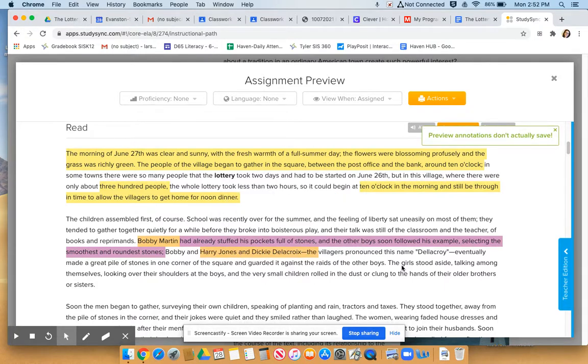Villagers pronounced his name Delacroix, eventually made a pile of stones in one corner of the square and guarded it against the raids of other boys. The girls stood aside, talking among themselves, looking over their shoulder at the boys, and the very small children rolled in the dust or clung to the hands of their oldest brother and sister.